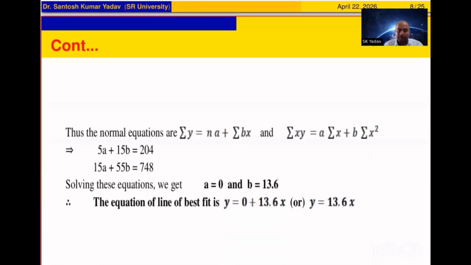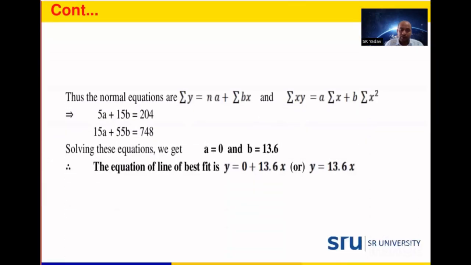So here are the normal equations. The first normal equation is summation y equal to n times a plus b summation x. Here 5 data points are given, so n is 5 here. Remember, n is the number of data points given.